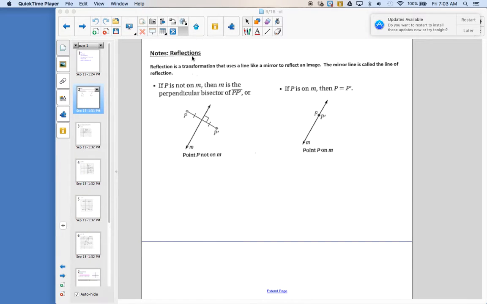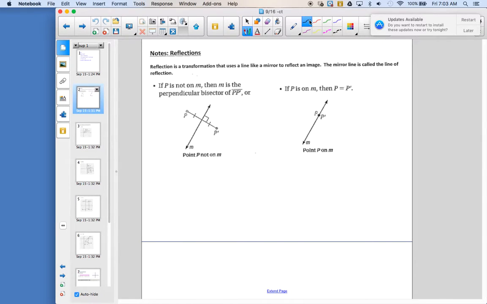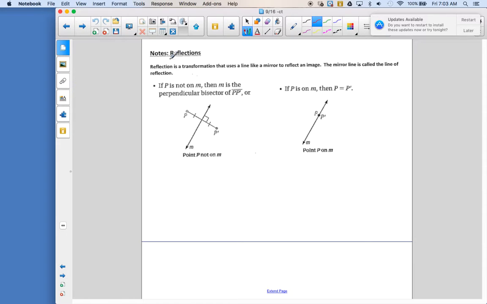Today we want to look at reflections. So far we've gone through translations where we slide a figure across the coordinate plane. In reflections we're actually going to do a flip across the coordinate plane. So we want to think flip whenever we see that word reflection. There's a couple of things that can happen when we're reflecting points across a line.